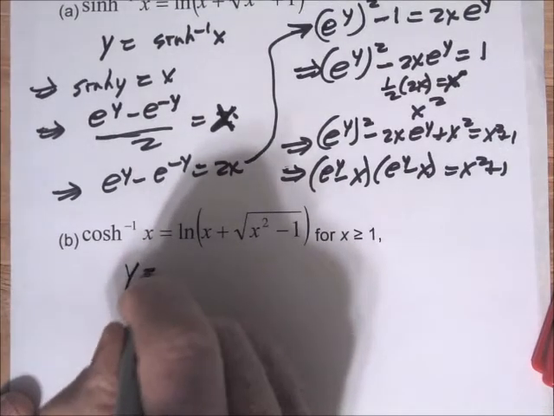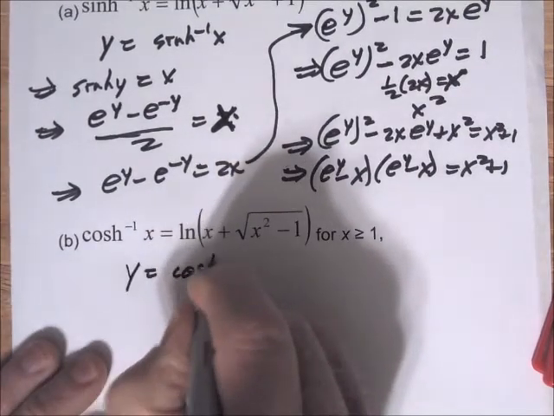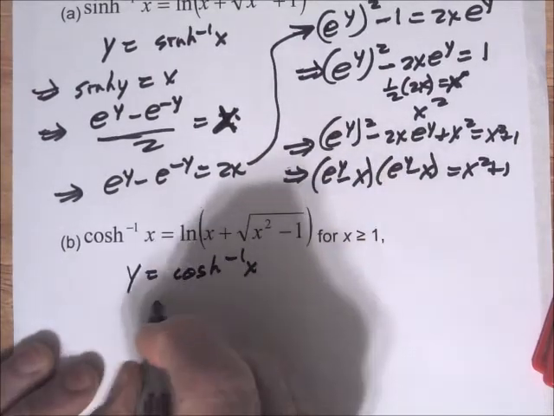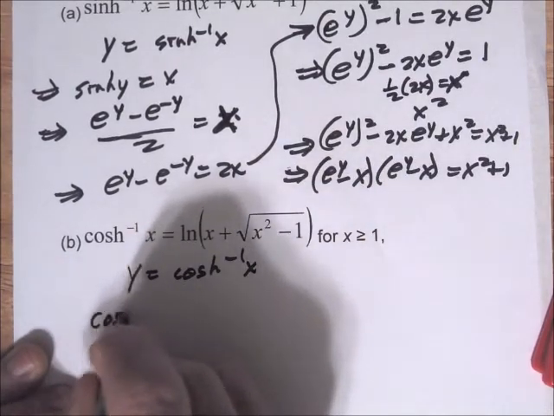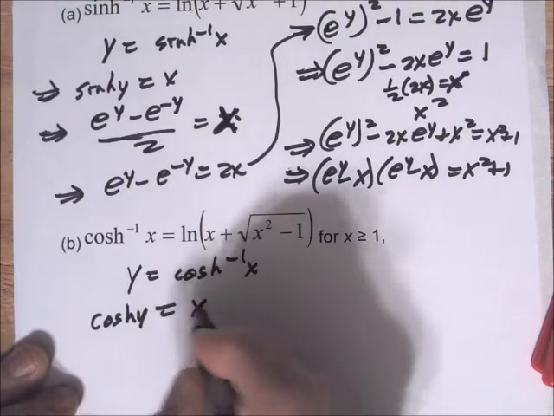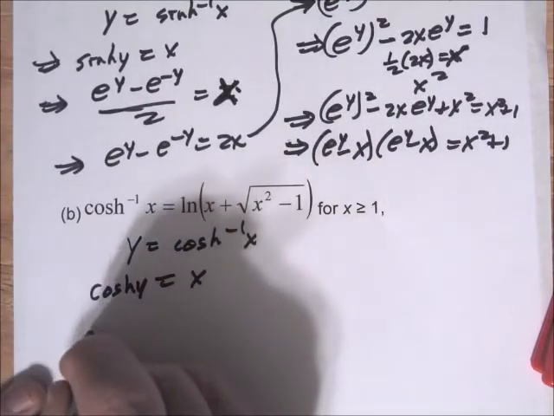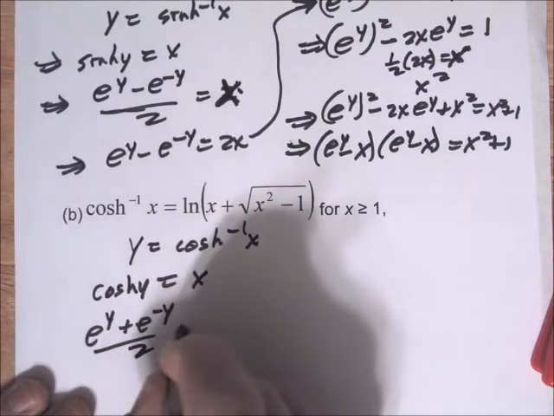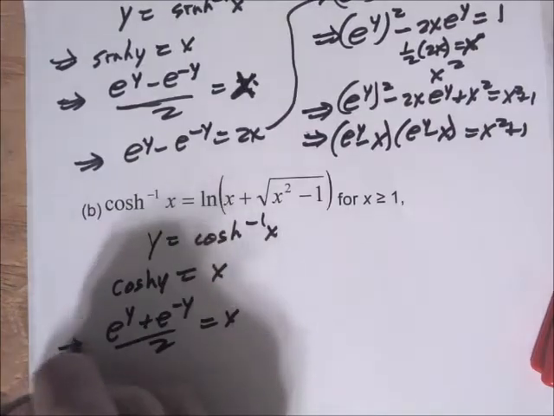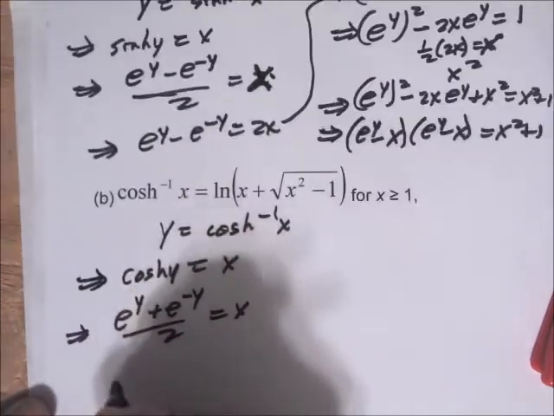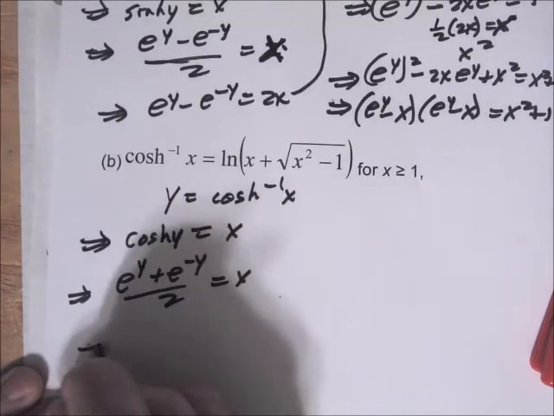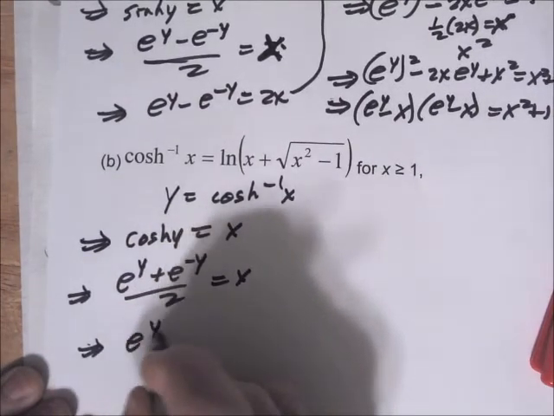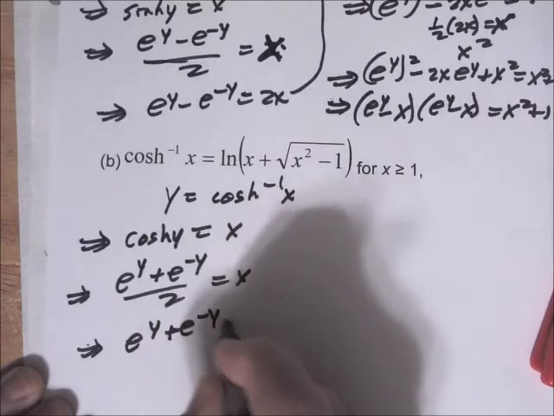So let y equal cosh inverse x. That means that cosh y is equal to x. It means that e to the y plus e to the minus y over 2 is equal to x. And multiply both sides by 2, you have e to the y plus e to the minus y is equal to 2x.